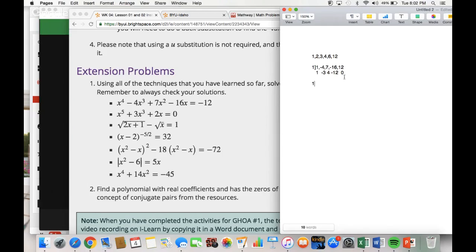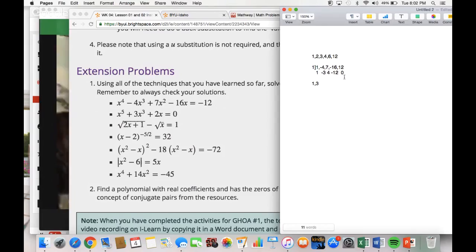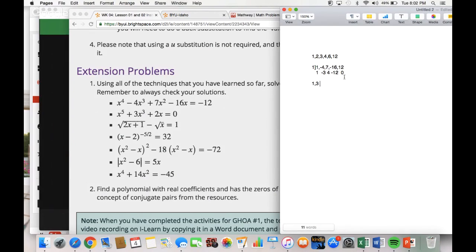Because I thought I read something that said if you plug them in and you ended up with that -12, that it was also a root. But I could have read something wrong. I didn't try that. But as far as the 2 goes, I'm not sure. I want to try it though.